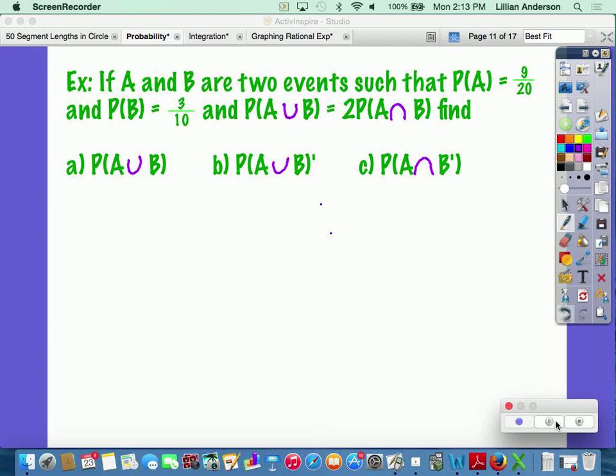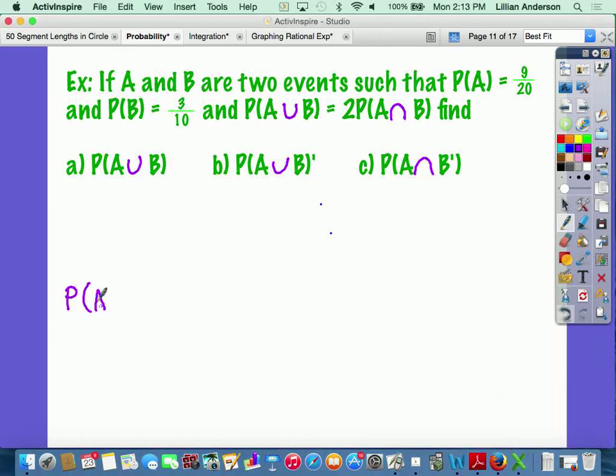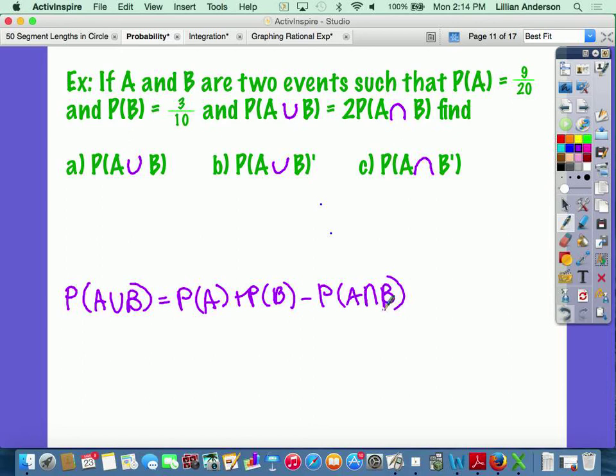The addition rule said that the probability of the union is the probability of A plus the probability of B minus the probability of their intersection. Okay? And the truth is we have P of A, we have P of B, what we don't have is the intersection, nor the union. But we do know that the union is two times the intersection.